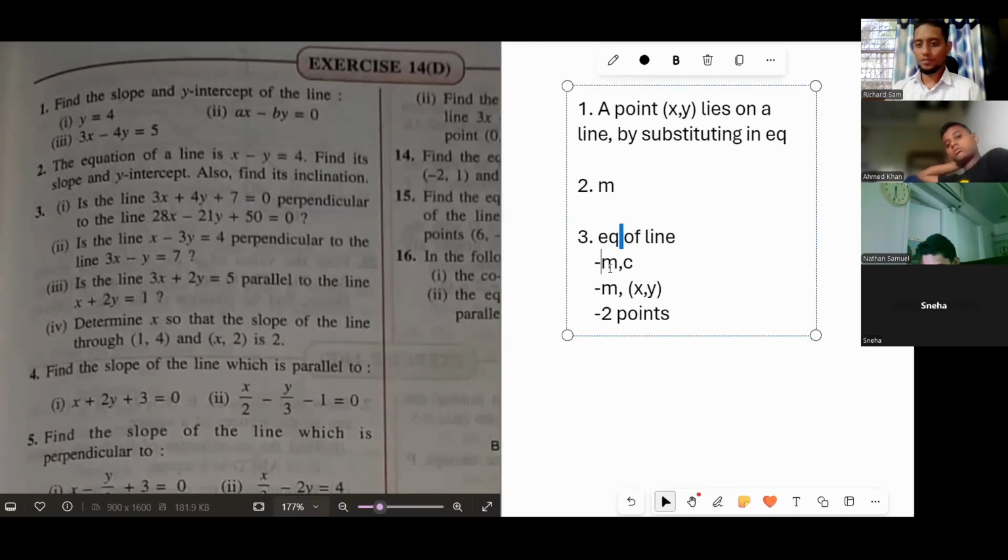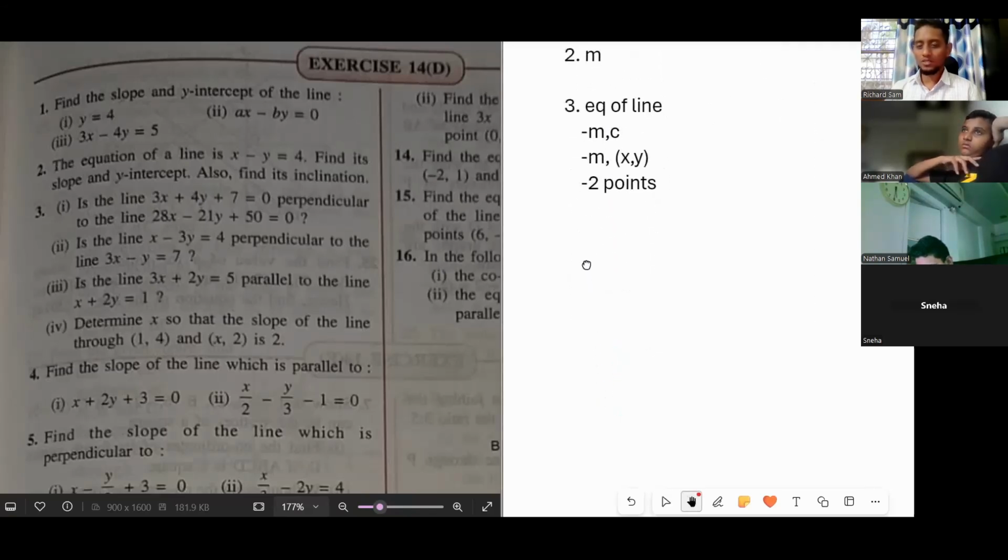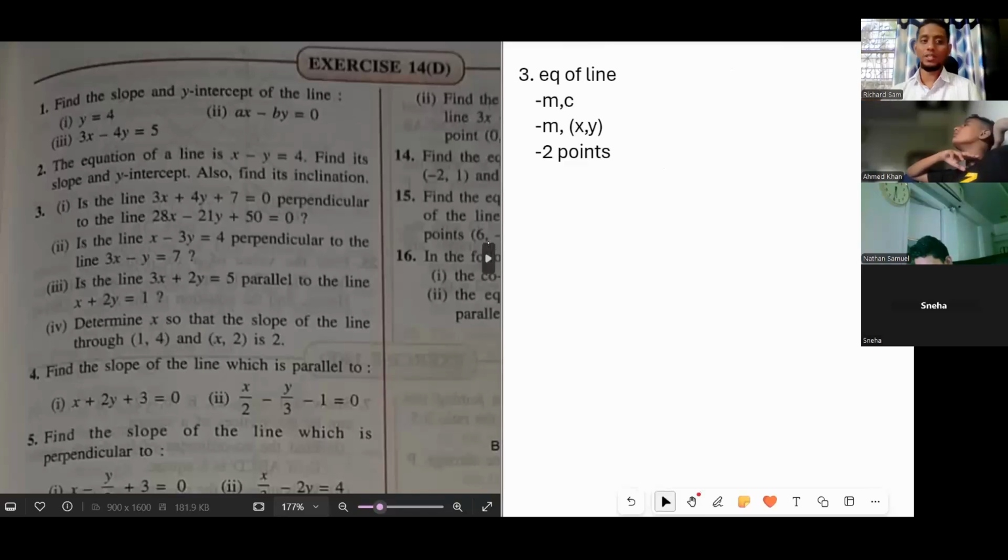Look here. If we have m and c, we can find the equation of a line, right? So we'll do the other way now. If we have the equation of a line, we can find m and c. m is the slope, c is the y-intercept. That's what they're asking, right? They've given the equation of a line and they're asking to find its slope and the y-intercept. So how do we do this? You have to convert this equation into the y-intercept form.